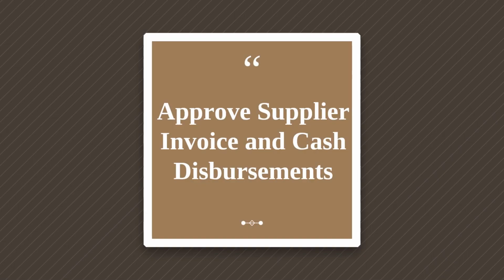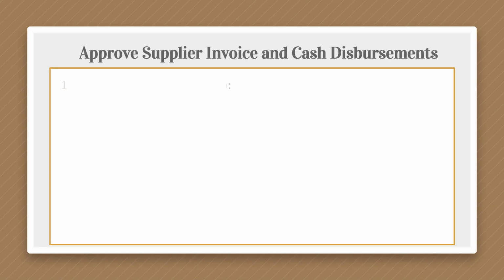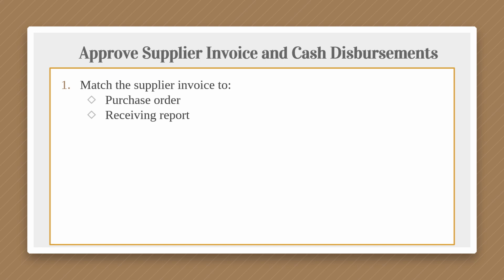The third process under the purchase order processing cycle is approve supplier invoice and cash disbursement. Approving the supplier's invoice should be based on reconciling the invoice received from the supplier with the purchase order, that is the initial step of this purchase cycle, and then the receiving report, that's the report that shows the quantity of items.